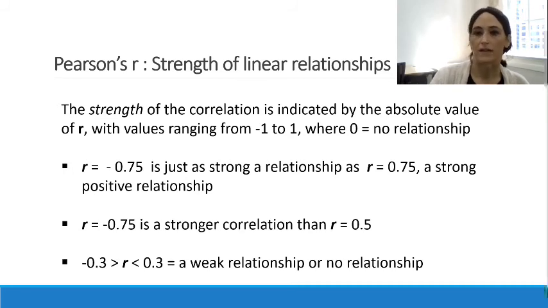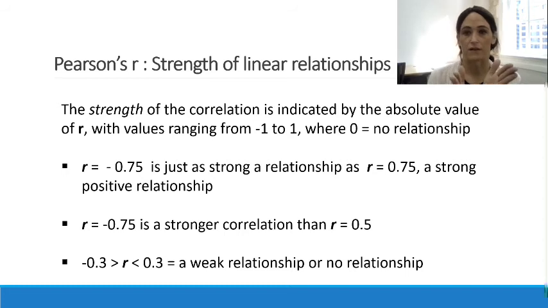Okay. Likewise, a negative 0.75 correlation would be stronger than a positive 0.5 correlation. Because again, the sign is the direction. Are they dancing together, or are they going in opposite directions? And then the magnitude is indexed by the numeric value, where 1 would be perfect correlation, 0 is no correlation. If we get values that are between negative 0.3 and positive 0.3, we would say that there's either a weak relationship or no relationship at all.